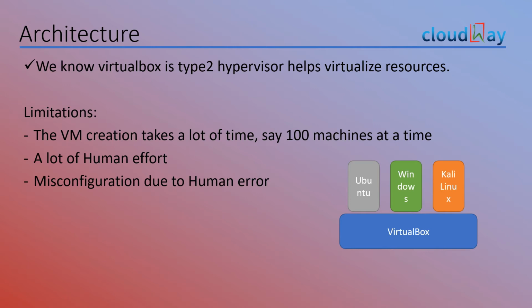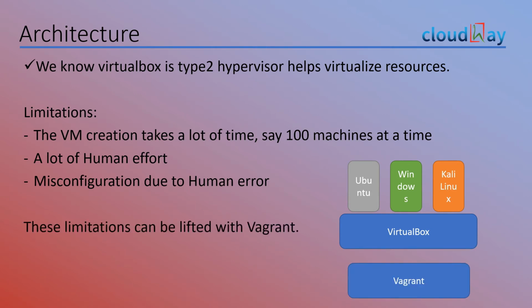As this is a human effort, it takes a lot of time to create virtual machines. Say, for example, if you wanted to create 100 machines at the same time. And also, it may lead to human error because every time we have to go manually to create a virtual machine. This limitation can be lifted with Vagrant.